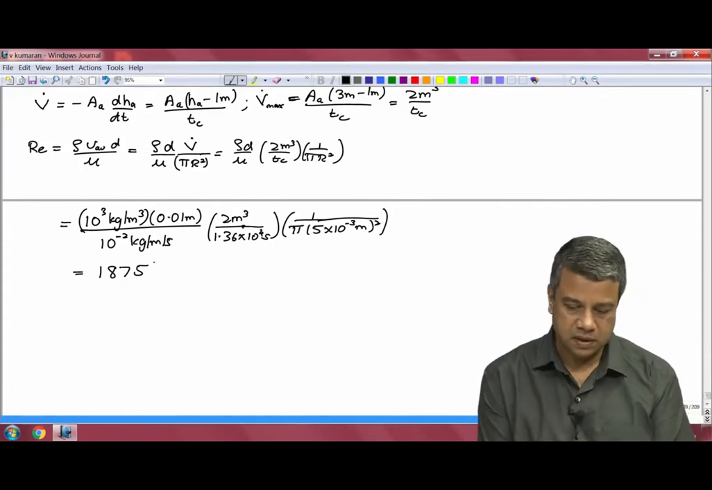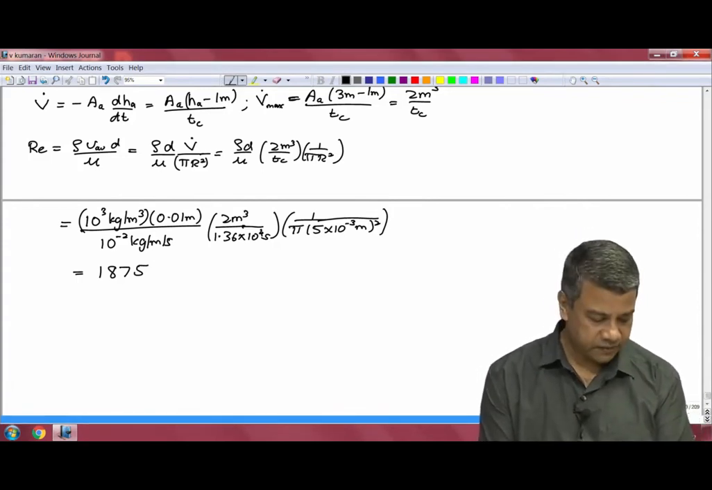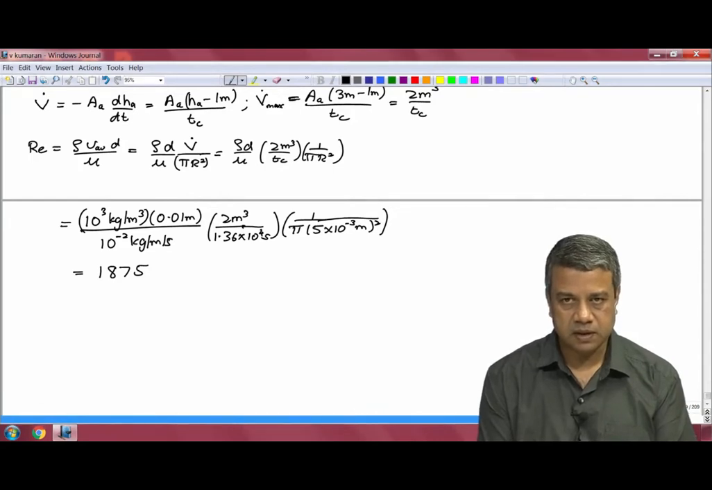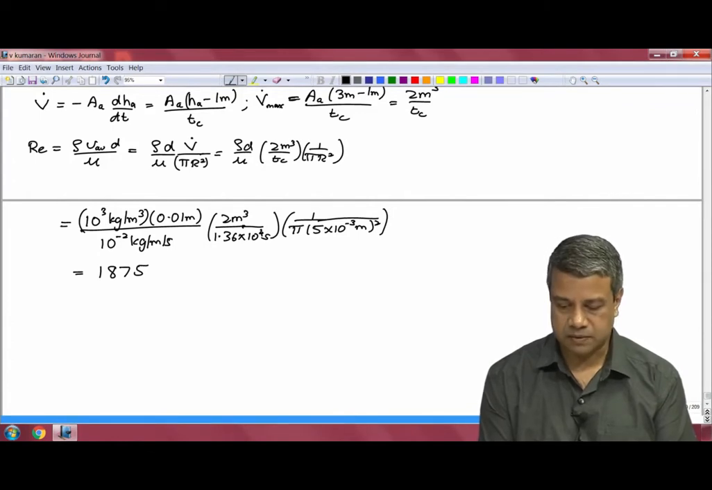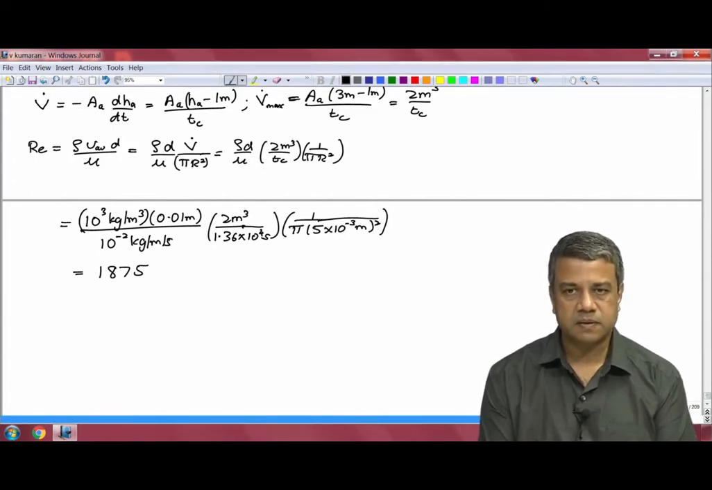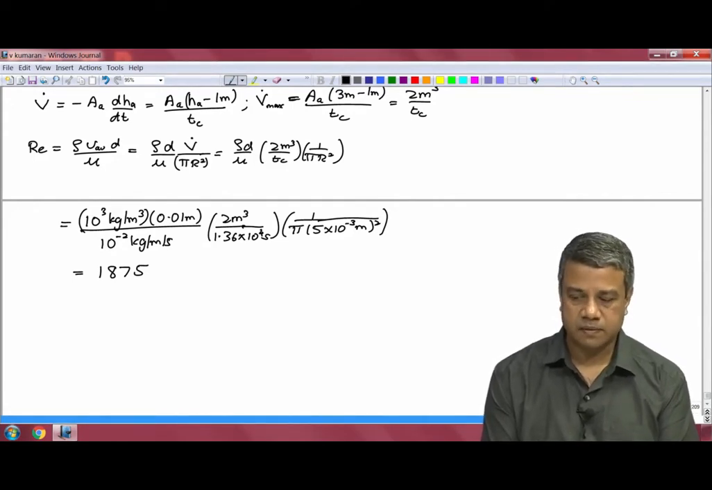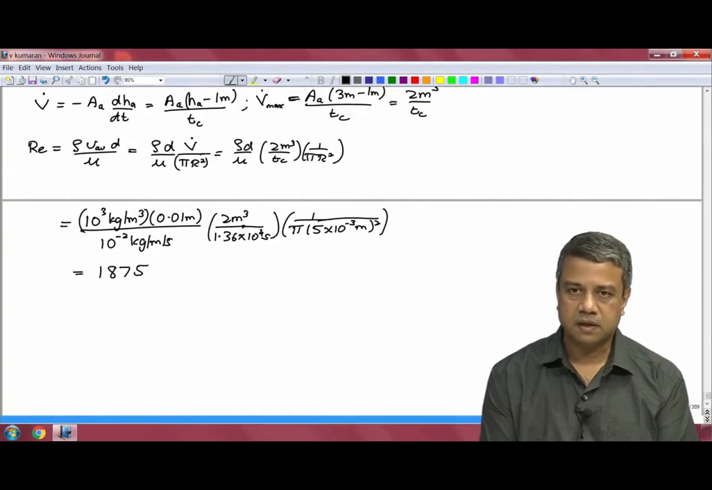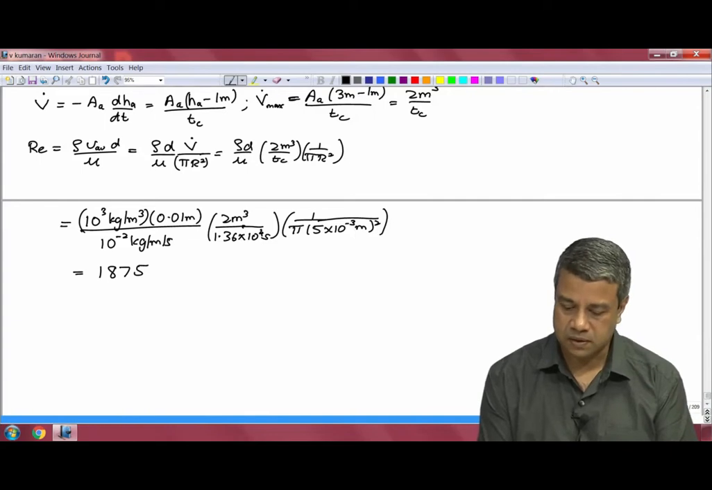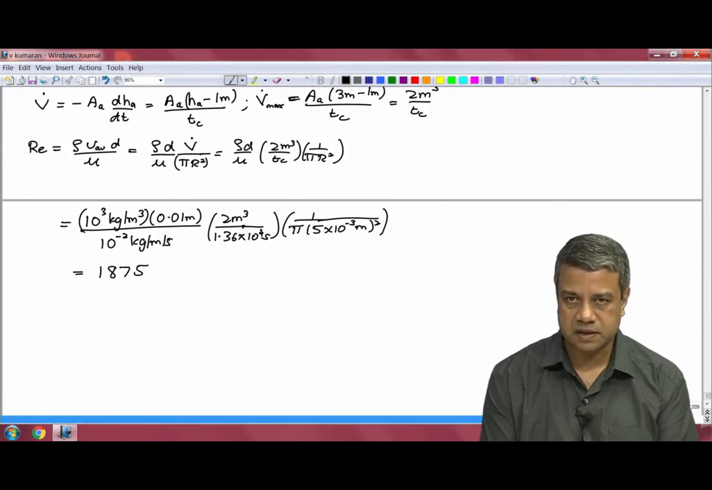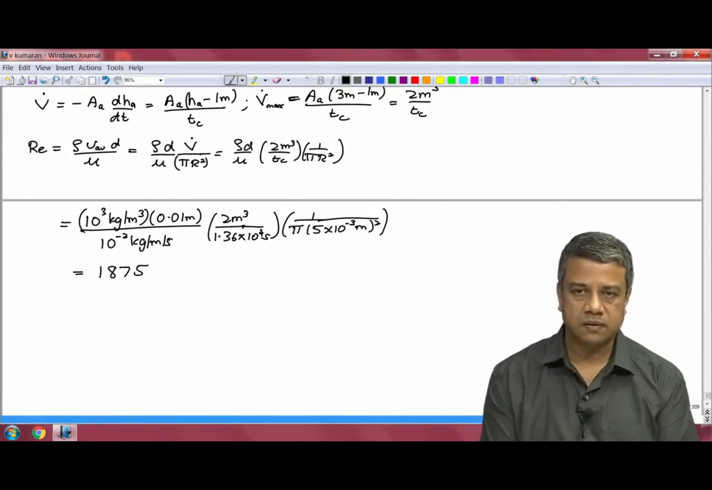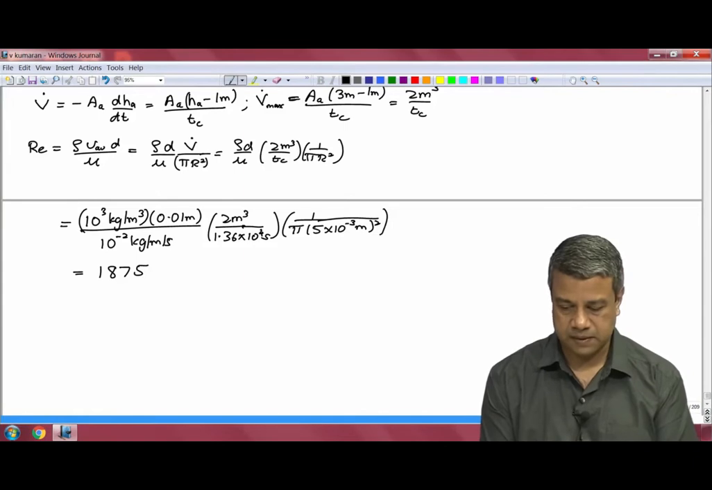Therefore, the Reynolds number is 1875, lower than 2100, even when the velocity or the volumetric flow rate is a maximum. Therefore, the laminar flow approximation that we have used for this calculation is valid, even from the initial instance. If it turned out to be greater than 2100, then we would have to go back and calculate the friction factor correlation for that volumetric flow rate, and then use that to find the rate of change of the height.